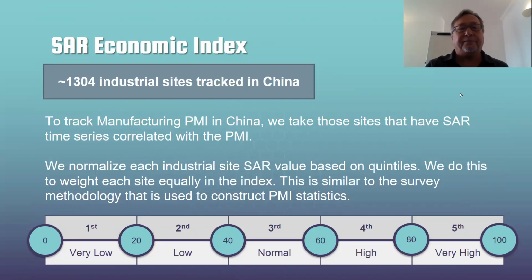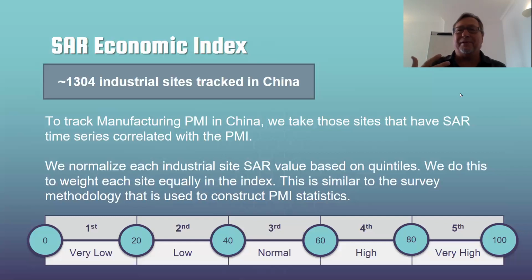Before we do that, we're going to normalize each industrial site SAR value based on quintiles. So we're going to divide up activity in each one of these sites into either very low, that would be the first quintile, low, which will be the second quintile, normal, which will be the third, high, being the fourth, and very high, okay?